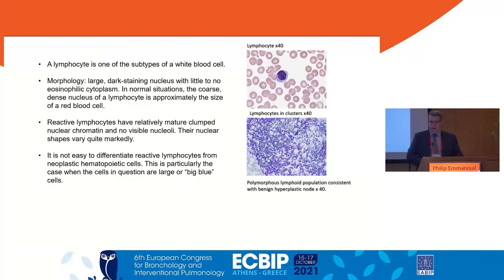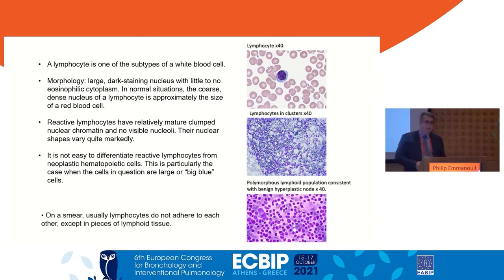When we aim to do ROSE, we have to be able to identify some forms of cells. When we puncture lymph nodes, we should know how lymphocytes look. They are large with a dark staining nucleus and no or little cytoplasm, and usually we have this picture, as you see on the right, of scattered lymphocytes when we stain and observe the slide at a magnification of 40.